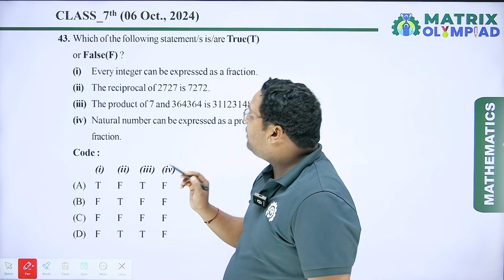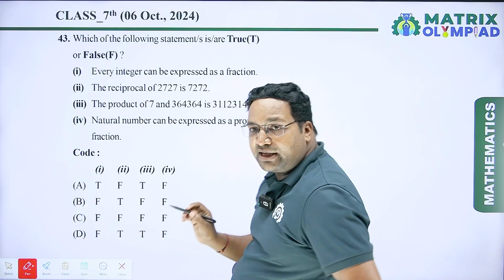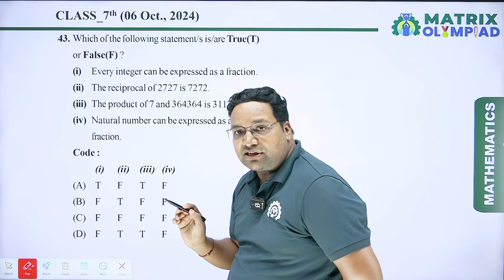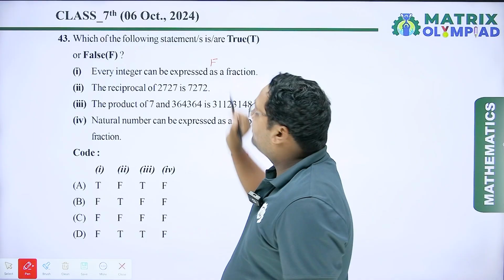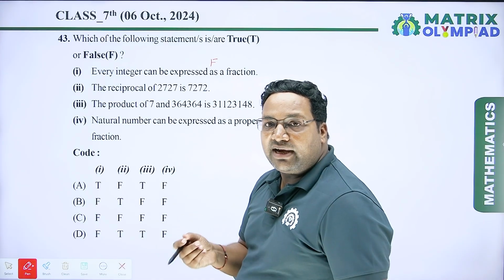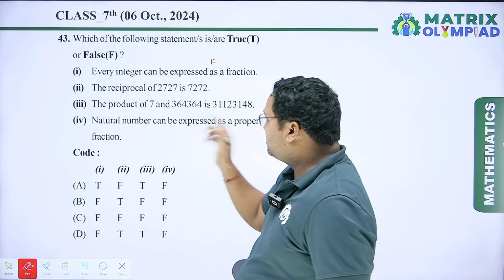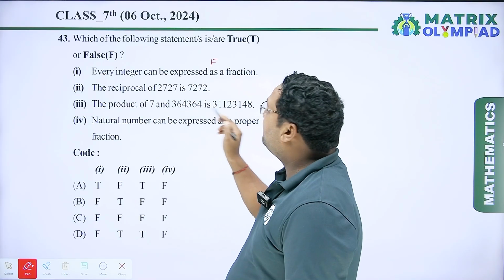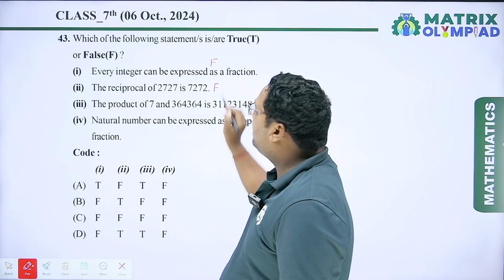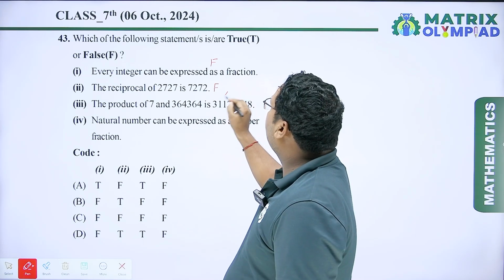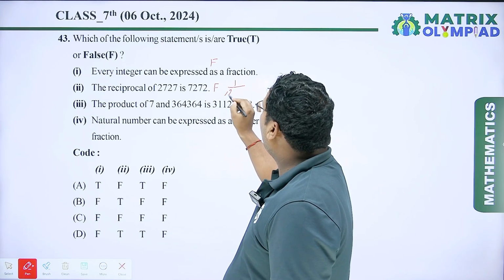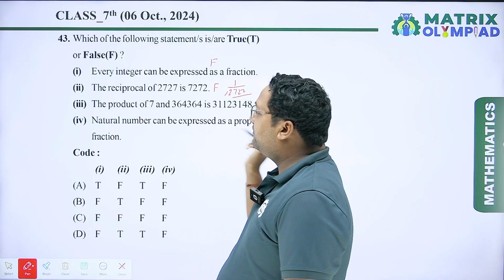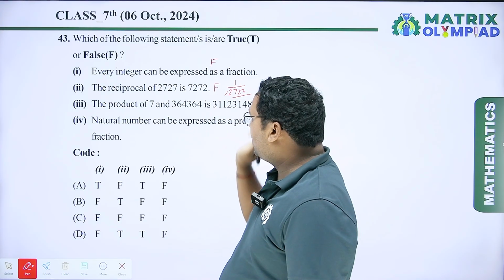Next, question number 43. Every integer can be expressed as a fraction. It is a false statement, because we cannot express a negative number in a fraction form. So it is a false statement. Next is, the reciprocal of 2727 is 7272. It is also a false statement. The reciprocal of 2727 is 1 upon 2727. It is given as 7272, which is a false statement.